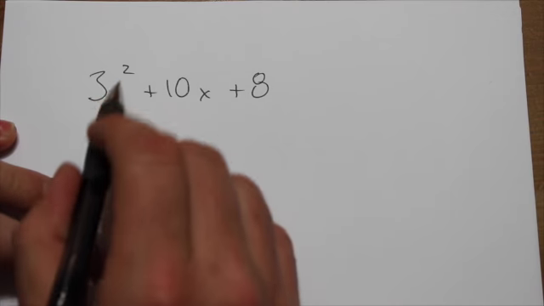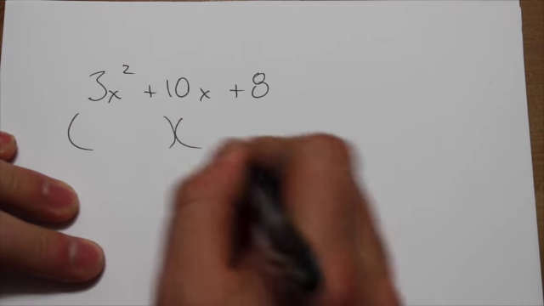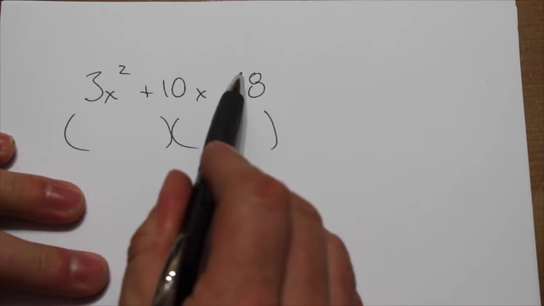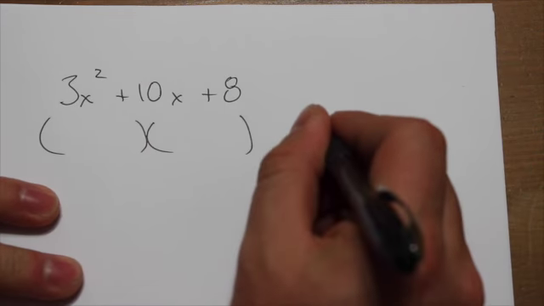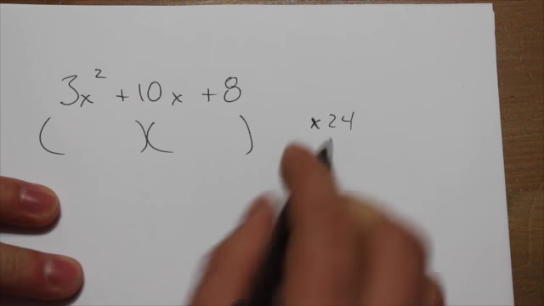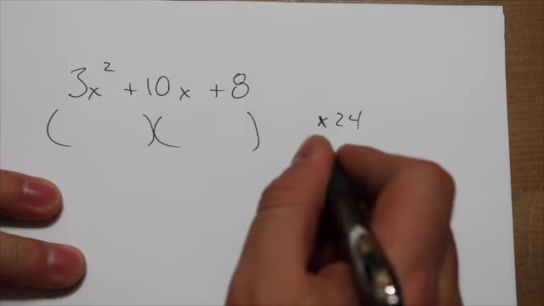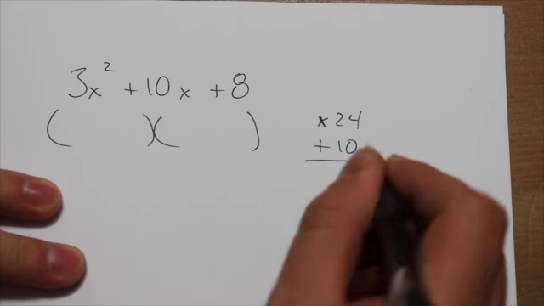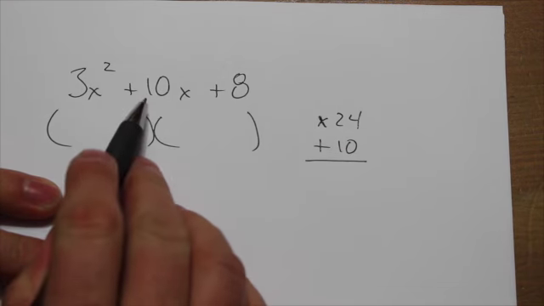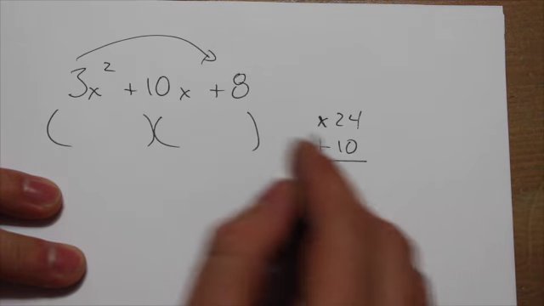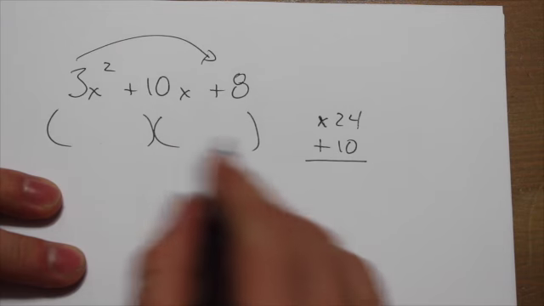So remember what we do here. I'm going to build this thing right here. But the first thing I do is take the 3 and multiply it by the 8. And so I am looking for two numbers that multiply together to get 24, and that will add together to get that middle term, that 10. Okay? So again, the first thing I'm going to do is multiply the 3 by the 8, and that's my 24, and I just take the middle number.